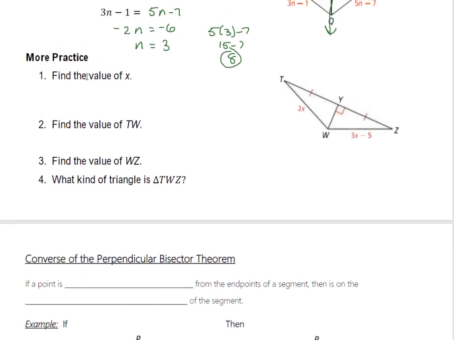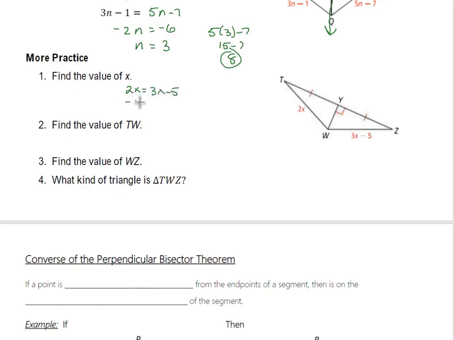Let's look at some more practice. We want to find the value of x. Again, WY is a perpendicular bisector of TZ. So WZ is going to be the same distance as WT, since a point on the perpendicular bisector is equidistant from the two endpoints. That lets us say that 2x is equal to 3x minus 5. Take away 3x from both sides, and minus x is minus 5. Multiply by negative 1, and x is equal to 5.